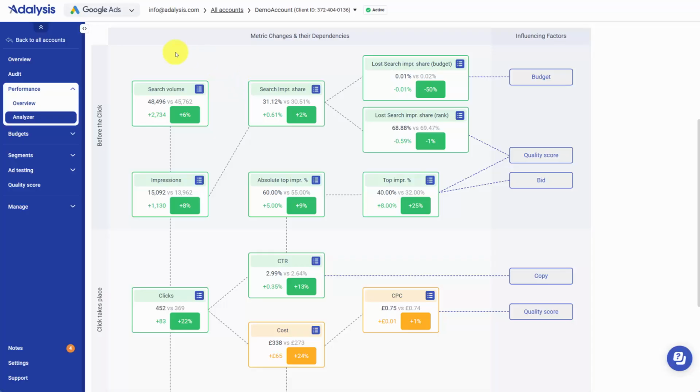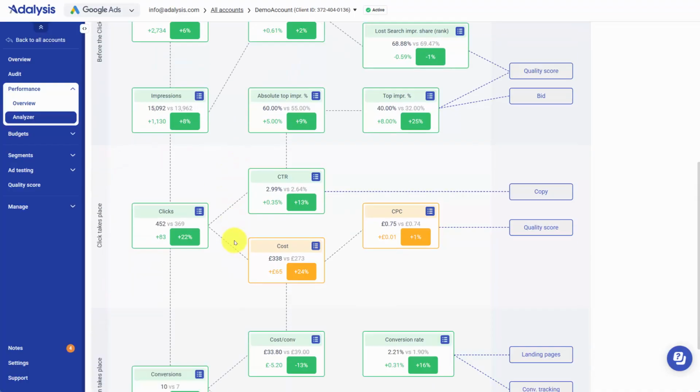So for instance, first we have search volume. Now, search volume, based upon your impression share, goes into your impressions. And then your impressions often change based upon your impression share, which is influenced by your lost impression share budget and rank, which then, of course, is affected by budget, quality score, bids, etc. So you can trace the root causes of items.